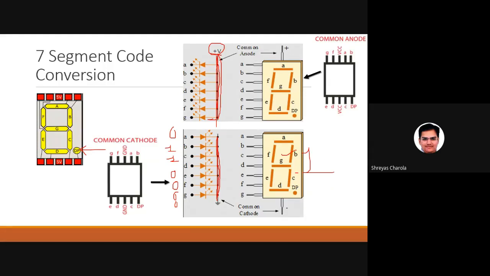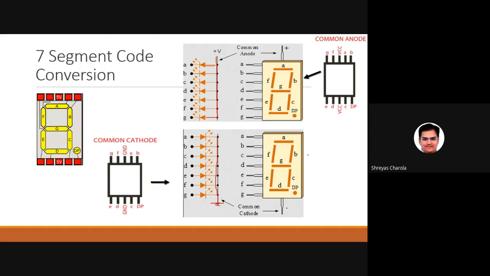Okay, so in this one I talk about the common anode and common cathode. In the common anode, the LED positive terminals are all connected to VCC. In the common cathode, all the negative terminals are connected to the ground.